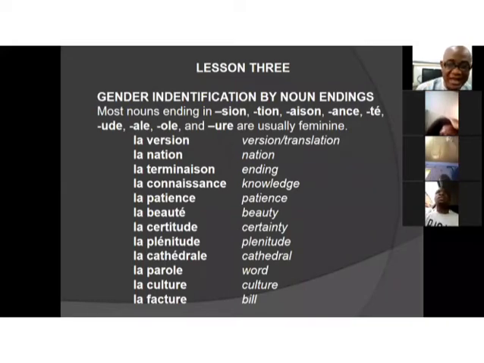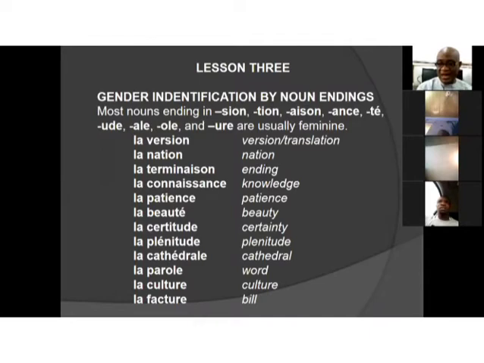Then you have words that end in A-I-S-O-N. You have la raison, reason, to be right. You have la terminaison, la cargaison, la maison, house. They end in A-I-S-O-N, they are all feminine. So you say la maison, la terminaison, la cargaison, la raison, or you can use une when you don't want to be specific. Then you have nouns that end in A-N-C-E. La connaissance. There are several of them. Just take note of their endings, and the endings will determine their gender.